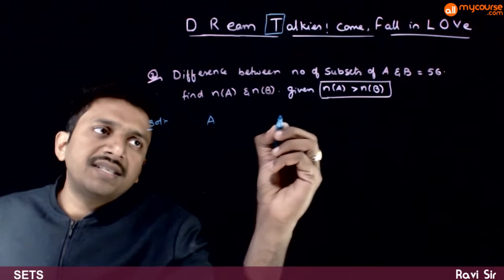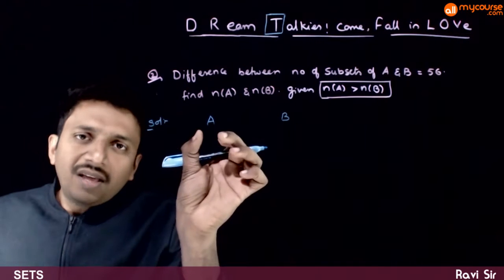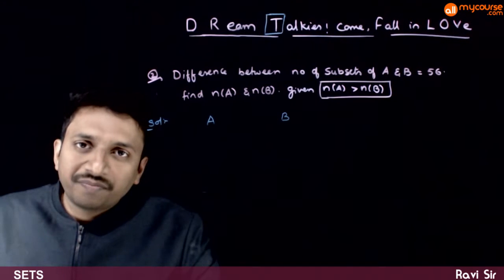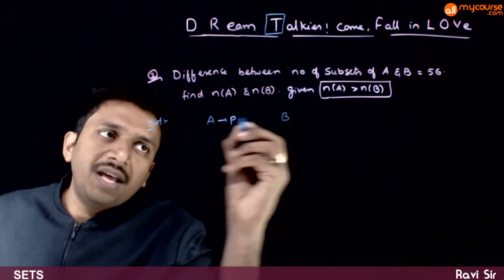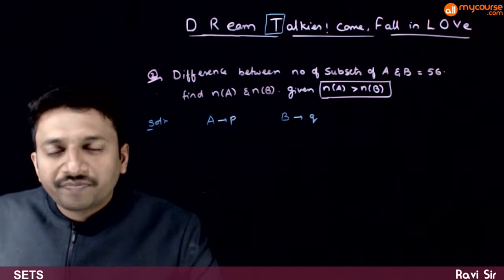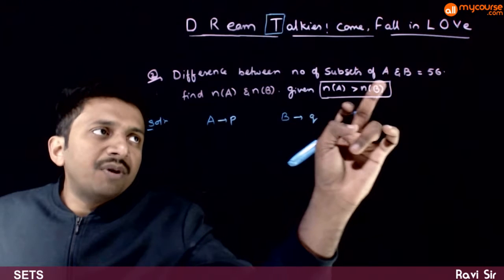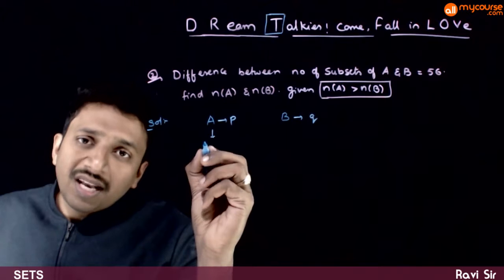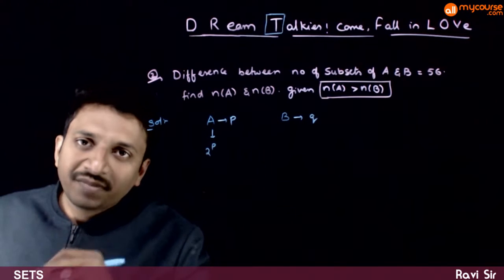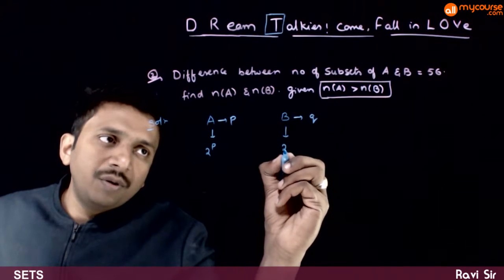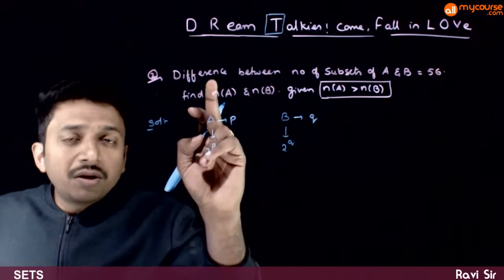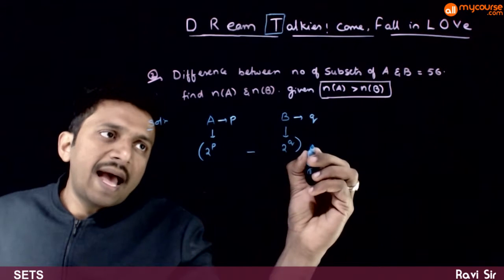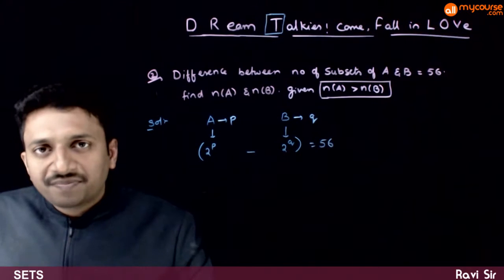So in this you have two sets A and B. A has more elements, B has fewer elements according to the given information. Let us suppose A has P elements, B has Q elements. The difference between the number of subsets of A and B is 56. If A has P elements, the number of subsets of A is 2 power P, right? And the number of subsets of B is 2 power Q. So according to the given information, 2 power P minus 2 power Q has to be equal to 56.